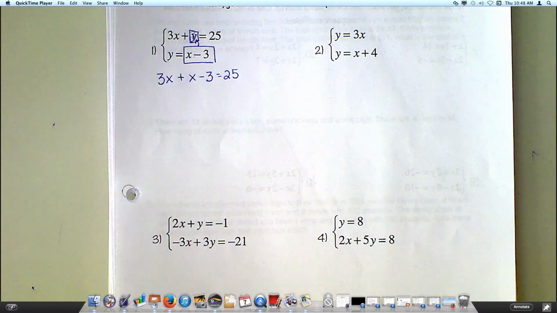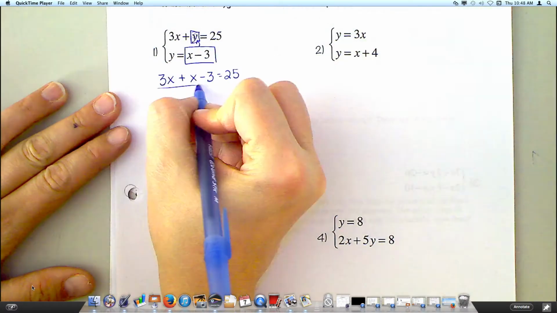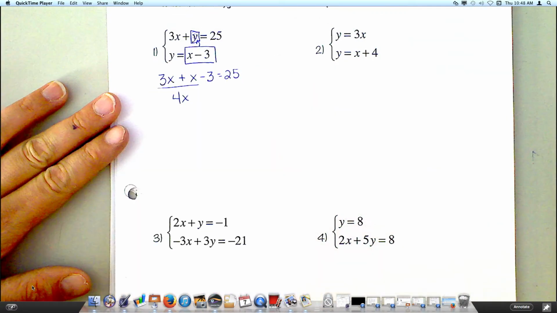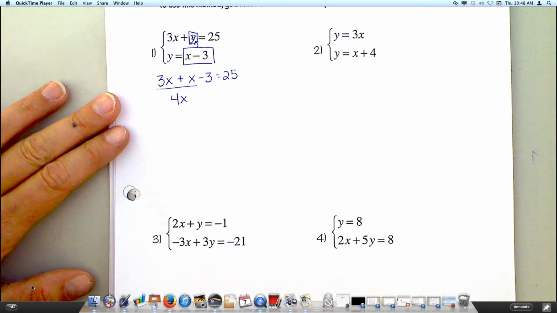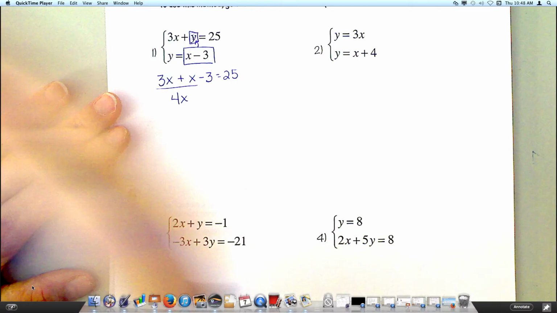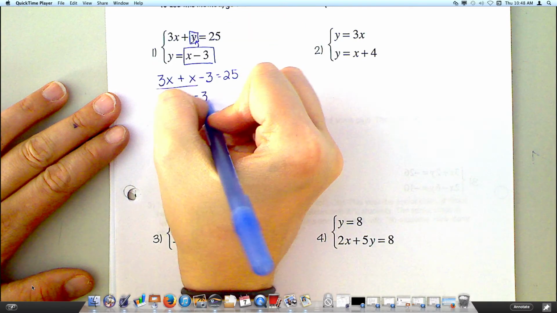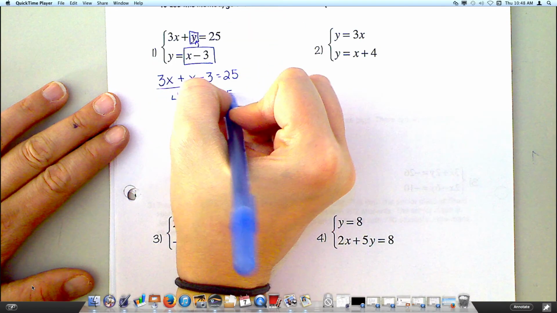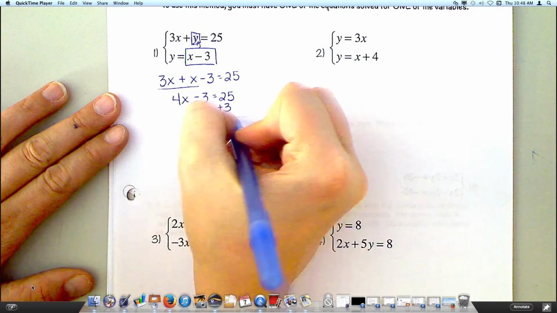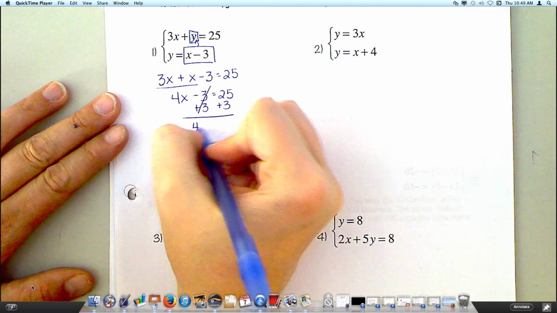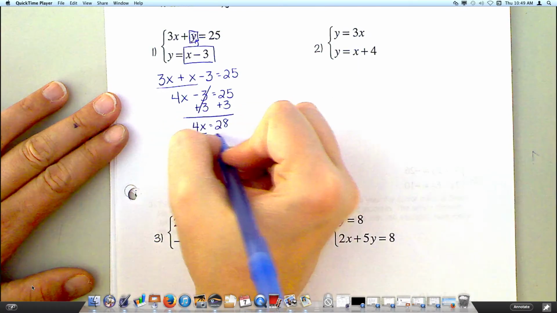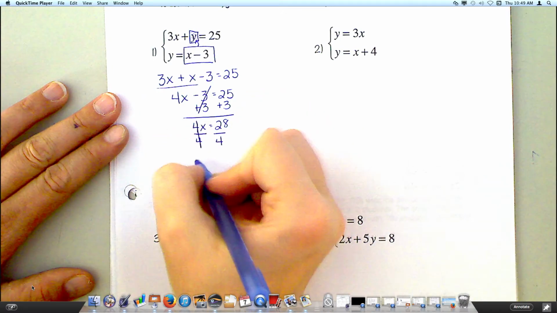Combine. Okay, so I would probably combine the 3x and the x to make 4x. Remember that if your x's are on the same side of the equals, you can just combine them. You don't have to add to both sides. You can just combine. So that's going to be 4x minus 3 equals 25. Yep. Let's add the 3. So 4x equals 28. Divide by the 4. x equals 7.